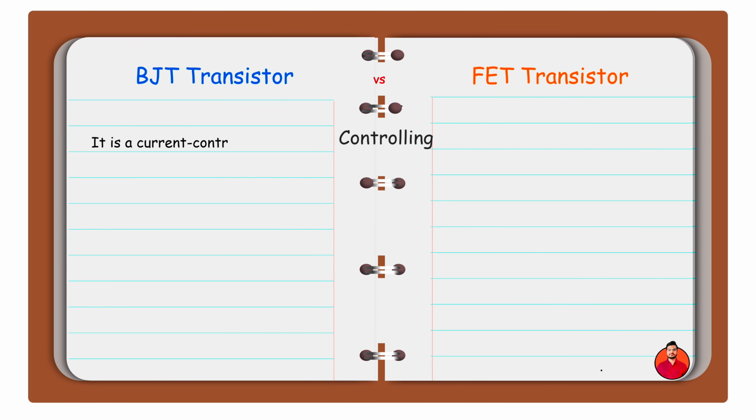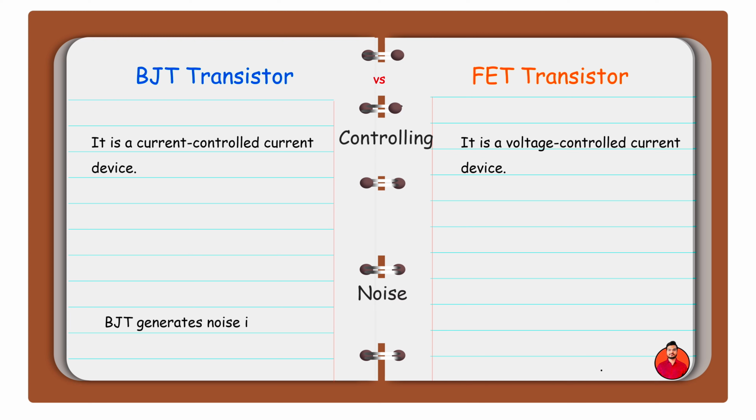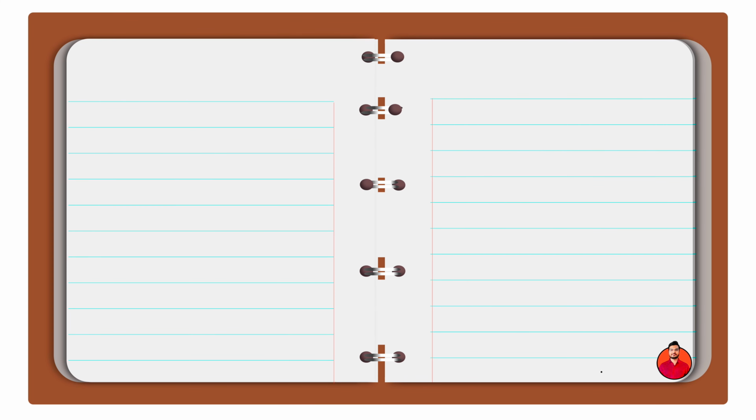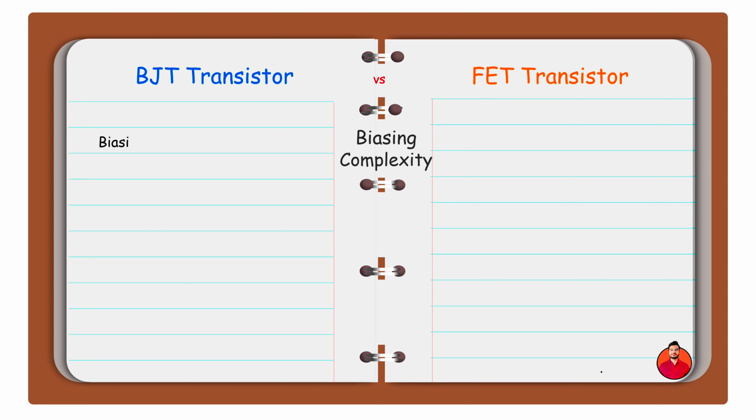BJT is a current-controlled current device. FET is a voltage-controlled current device. BJT generates noise in the system. FET has less noise in system. The biasing of BJT is very simple. The biasing of FET is difficult.